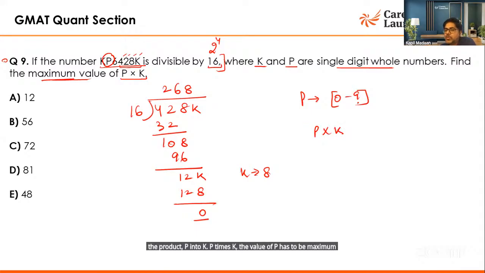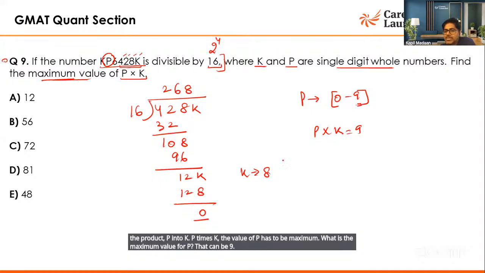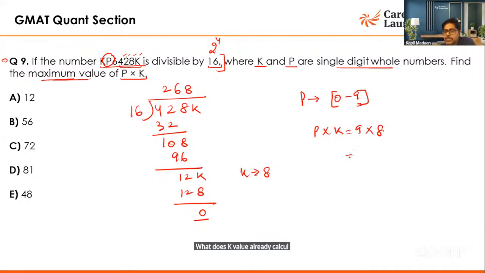What is the maximum value for P? That can be 9. What is the K value? Already calculated. That is 8, which gives 72. Option C is the correct one here. So your concepts are tested a lot.